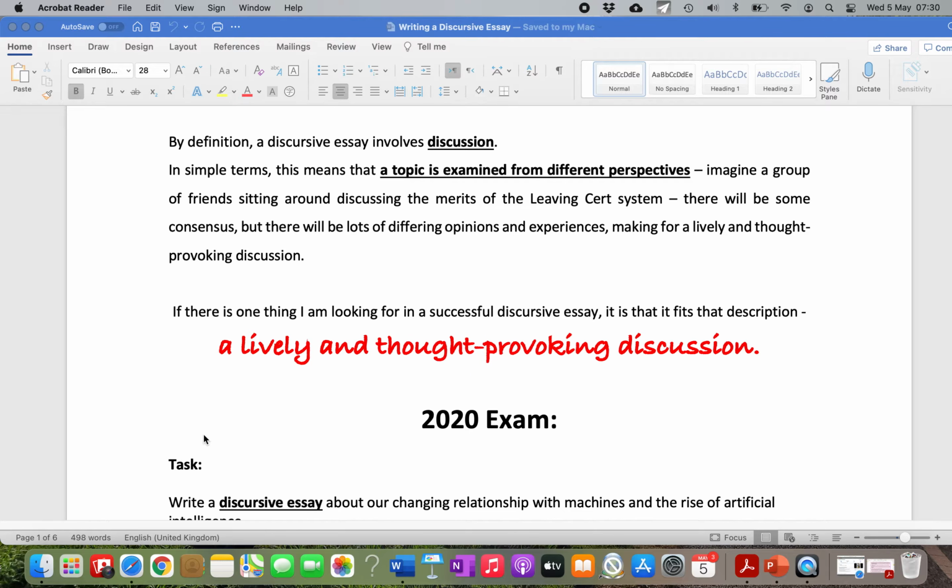So a discursive essay involves discussion. Okay? In simple terms, that means looking at a topic from different perspectives. So again, if you're all sitting around as a group and you're thinking about leadership, you're going to have different opinions. And the idea of a discursive essay is that you show an ability to look at these different opinions and then form a consensus or a point of view.